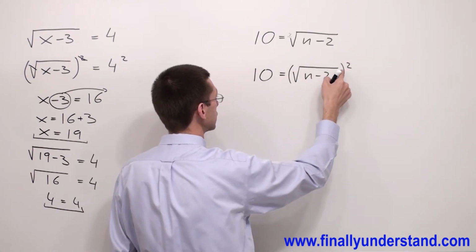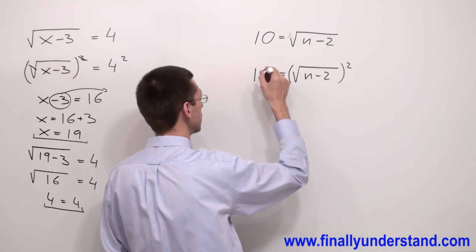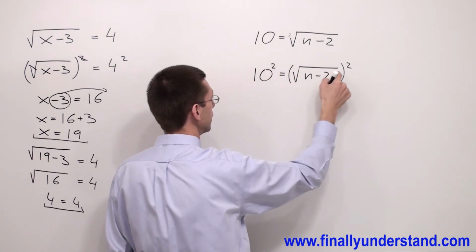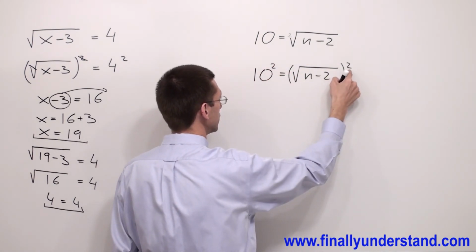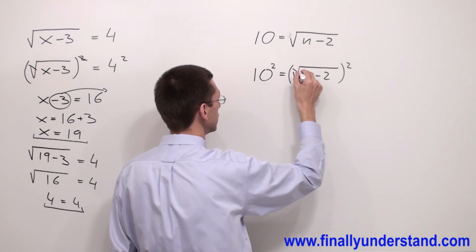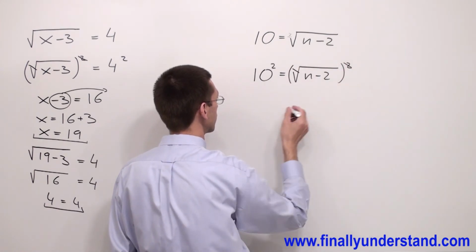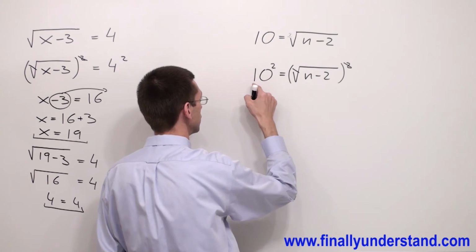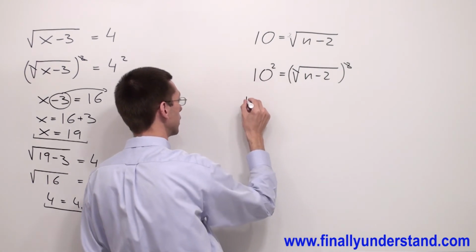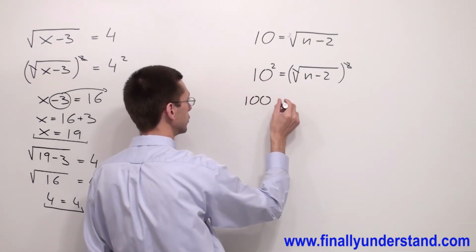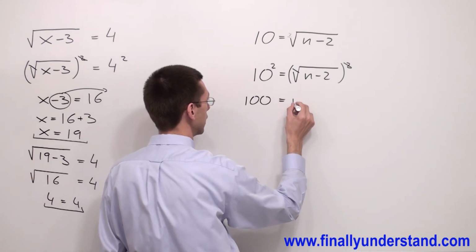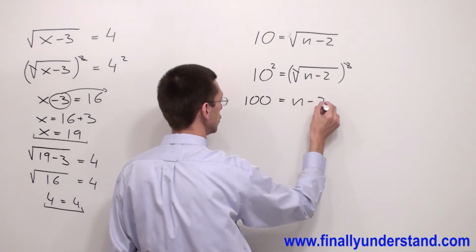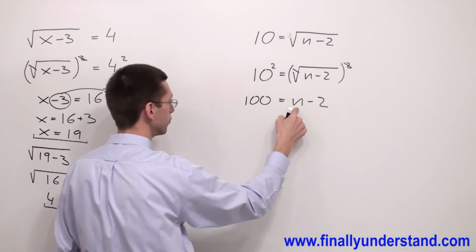Whatever I did on the right side, I have to do also on the left side. This exponent is going to eliminate my radical. So I have 10 to the second power, which is equal to 100, equals n minus 2. I'm looking for n.